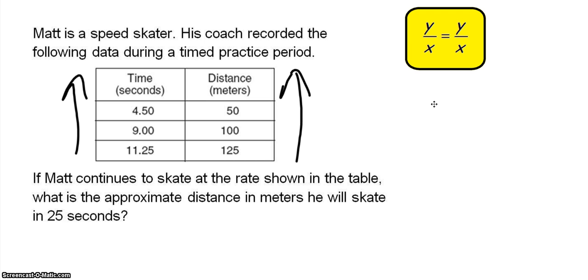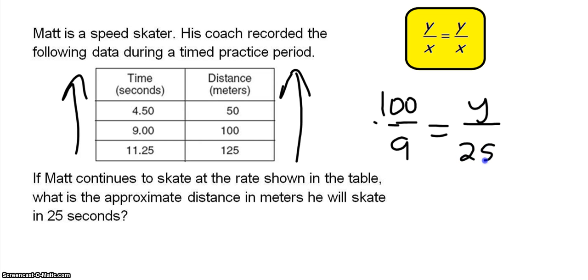Alright, so now I can choose any xy value in the chart to use as my first ratio. I'm going to use 9 and 100 just because those are nice, simple, easy numbers, and I like to avoid decimals at all costs. So I have 100 divided by 9. This is going to equal, so I got to keep distance with distance and time with time. Distance goes on top, so let's call that y, divided by time, so 25 seconds. And now I'm going to cross multiply. So I got 25 times 100, so I get 2,500 equals 9y.